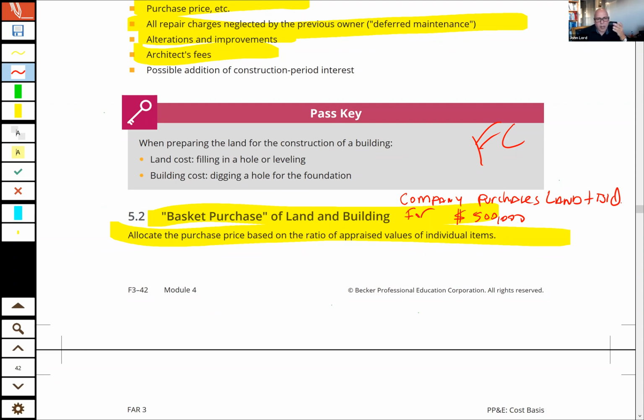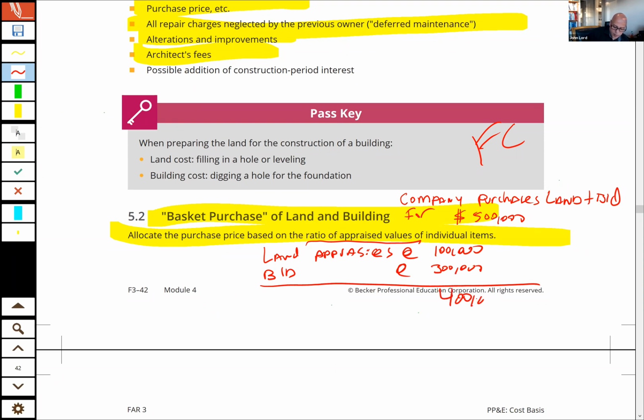Now we want to figure out how much of that is land, how much of that is building, because we depreciate the building, not the land, right? So they tell us to go by the ratio of the appraised values. So we call in an appraiser, and the land appraises at 100,000. The building appraises at 300,000.